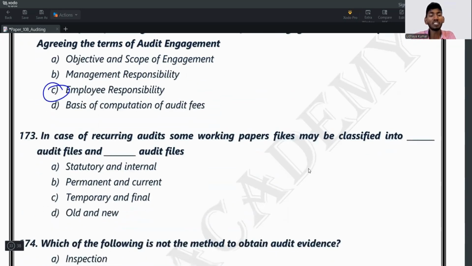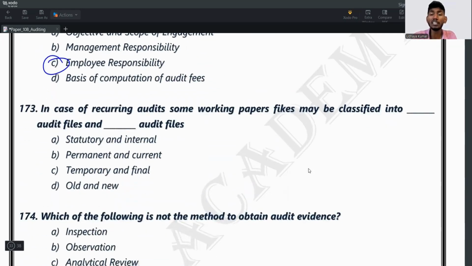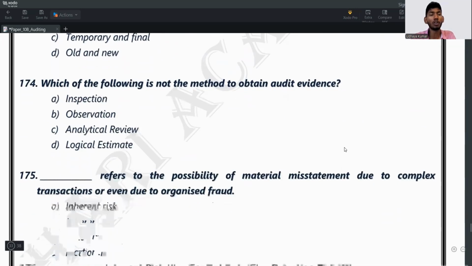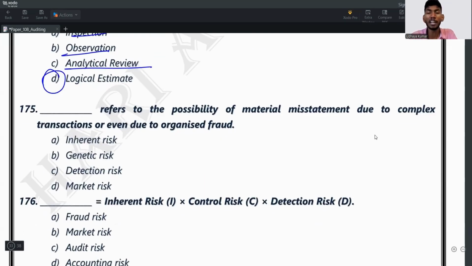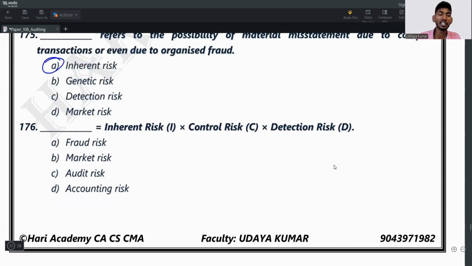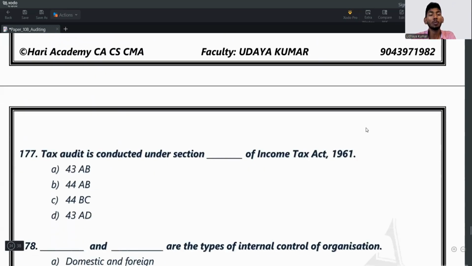Okay, so moving to question number 173. In case of recurring audit, some working paper files may be classified into dash audit files and dash audit files, permanent and current audit files, right? So moving to question 174, which of the following is not a method to obtain audit evidence? Inspection is a method, observation is a method, analytical review is a method, logical estimate is not a method, right? So dash refers to the risk of material misstatements due to complex transactions or even due to organized fraud, which is nothing but inherent risk, right? We have discussed. So dash equals inherent risk into control risk into detection risk, which is nothing but audit risk. Okay, so moving to question 177.